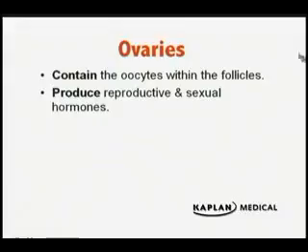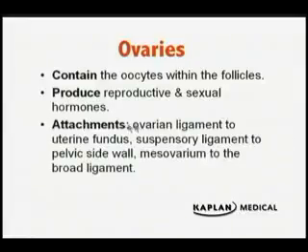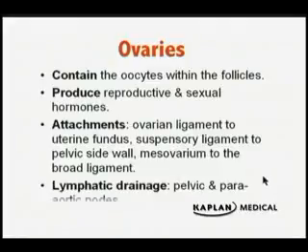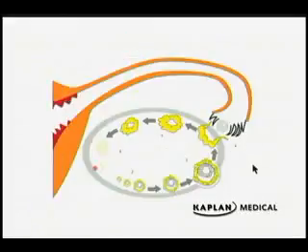The ovaries contain the oocytes within the follicles. I'll show you a picture of that. The ovaries produce the reproductive and sexual hormones. We'll talk at some length on this when we look at menstrual disorders. The attachments of the ovaries: the ovarian ligament to the uterine fundus, which is medially, the suspensory ligament to the pelvic sidewall, which is laterally, and the mesovarium to the broad ligament. And the ovaries basically are hanging in midair, suspended from each of these three sites. The lymphatic drainage is to the pelvic and para-aortic nodes.